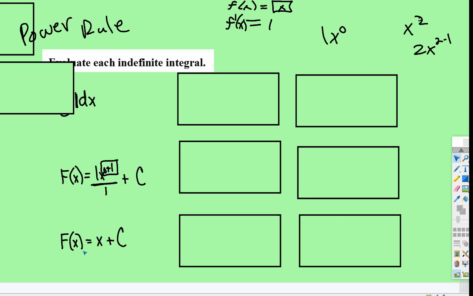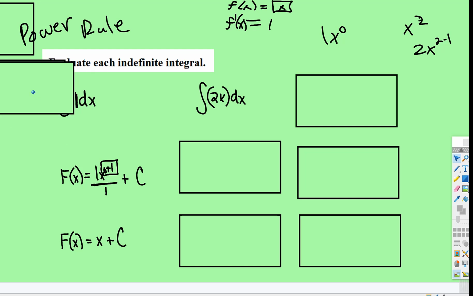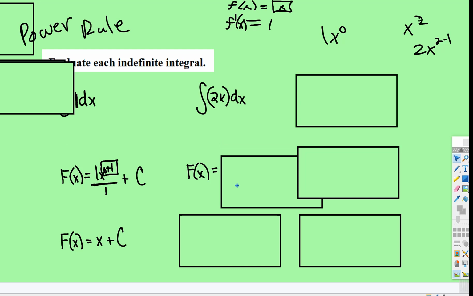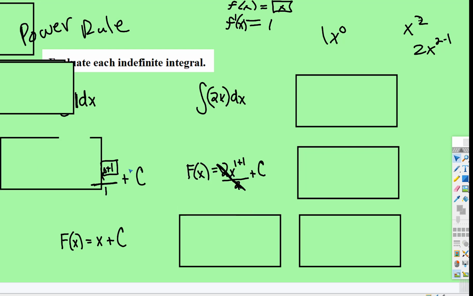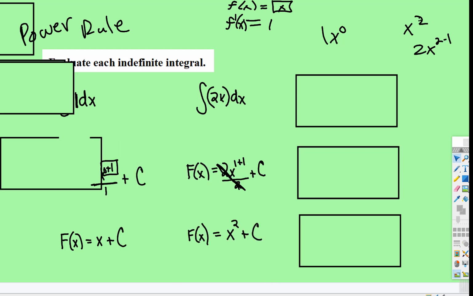All right, so that's the result. So here we have 2x, so we're going to do capital F of x is equal. We're going to bring down the 2x, that's x to the first. We're going to add 1. 1 plus 1 is 2. So now we divide that by 2. And then look, 2 divided by 2 cancels. 1 plus 1 is 2. So now we have x squared plus C.